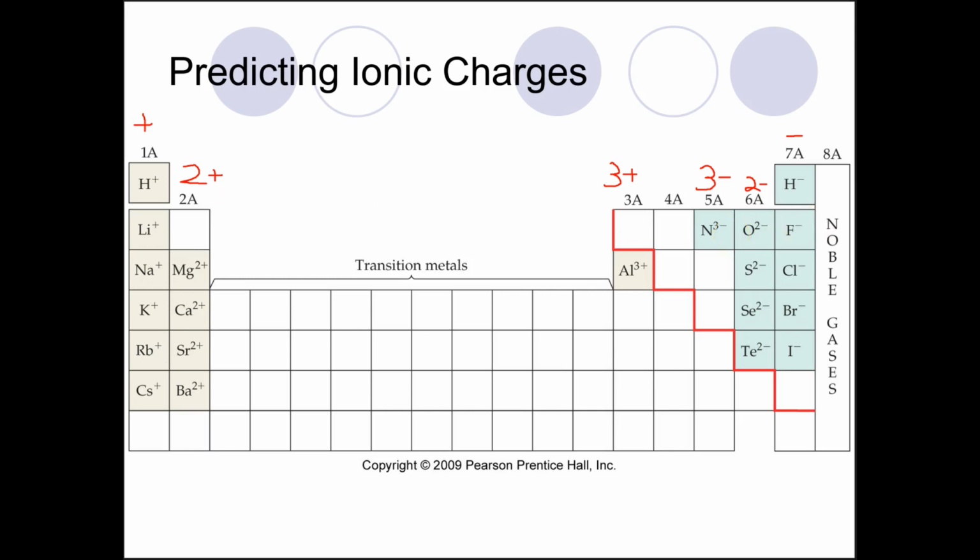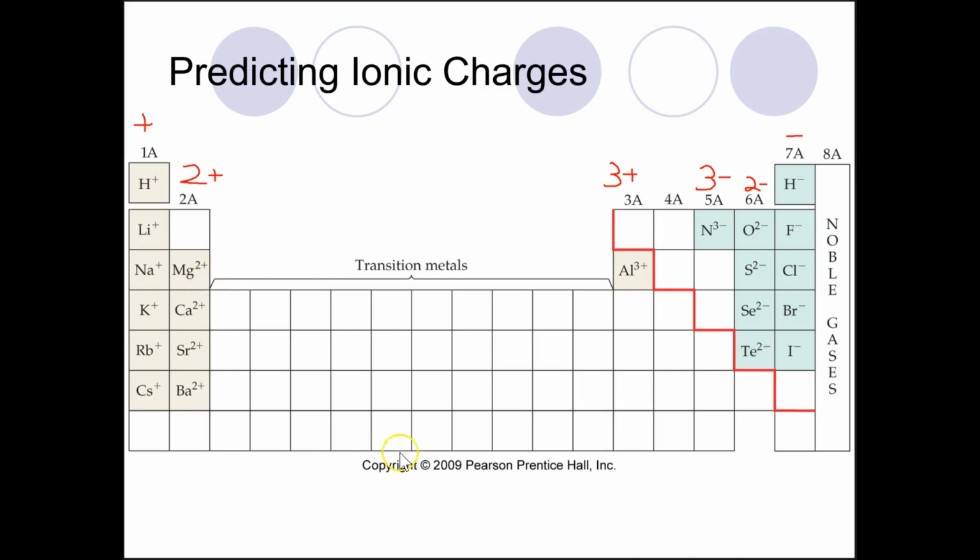Okay. You're going to want to memorize this. Group 1 +1, group 2 +2, group 13 +3, group 15 -3, group 16 -2, group 17 -1. It's going to be expected that you can predict the charges of any element in one of those 6 groups. Now, there's a lot of groups we didn't write charges over, right?